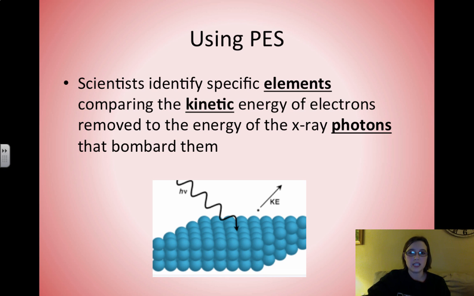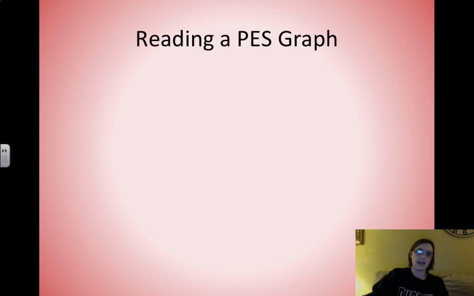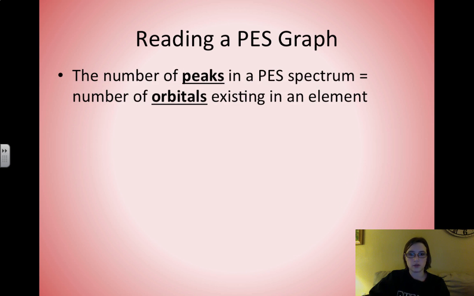Using PES, scientists identify specific elements by comparing the kinetic energies of the electrons removed to the energy of the X-ray photons that bombard them. So you can compare the kinetic energy of the electrons to the photons being shot at those electrons. Reading a PES graph, there are a couple of things you want to look for.